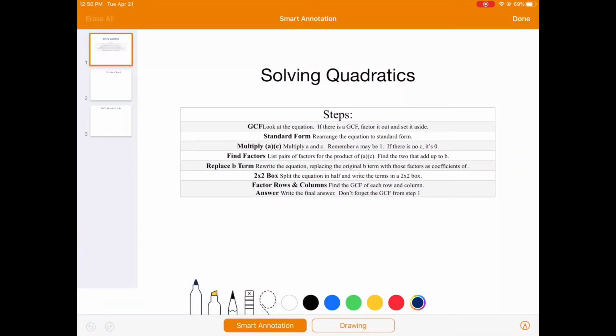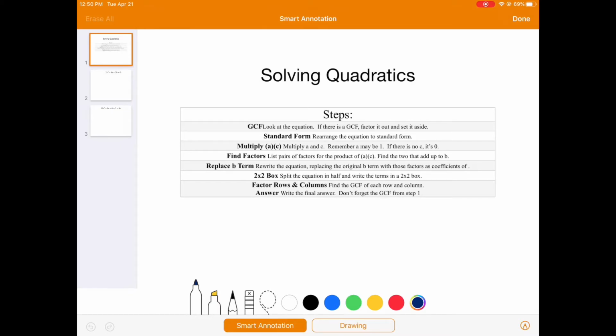In this video, I am going to show you how to solve quadratics. When we're solving quadratics, it's very similar to when we're factoring polynomials. There's just an additional step at the end. So if you still struggle with factoring polynomials, I would suggest taking a look at a video that I made prior to this, making sure you have those steps down.